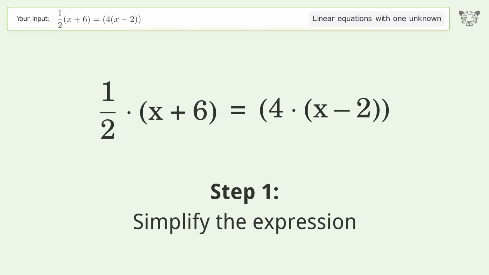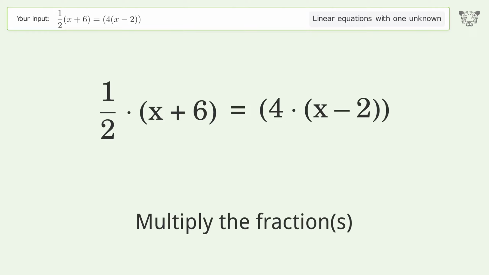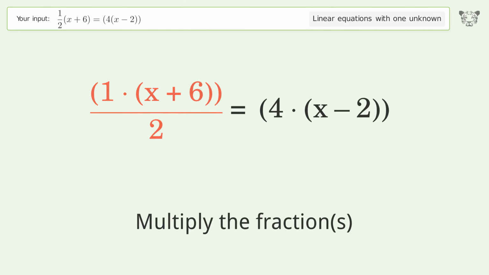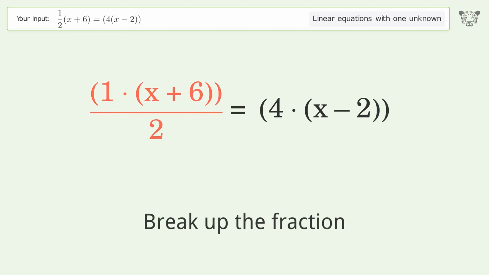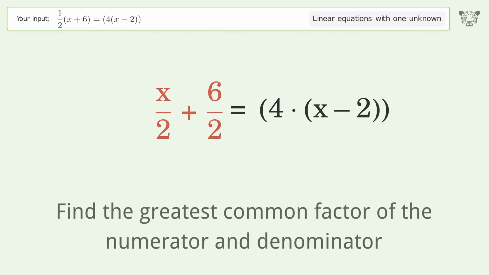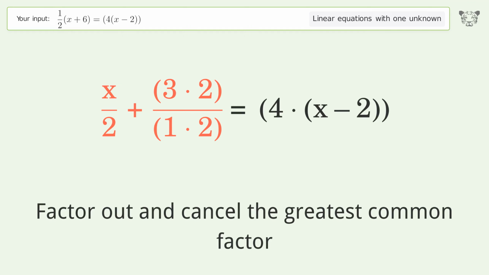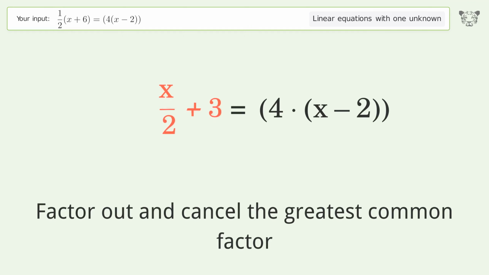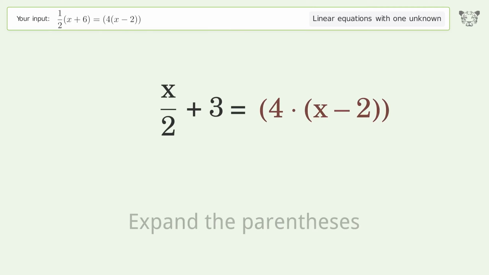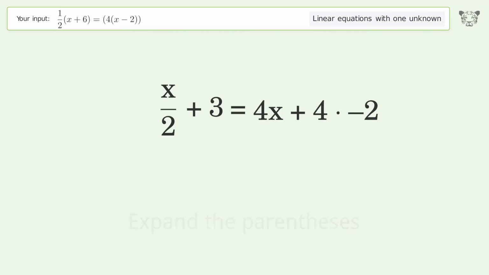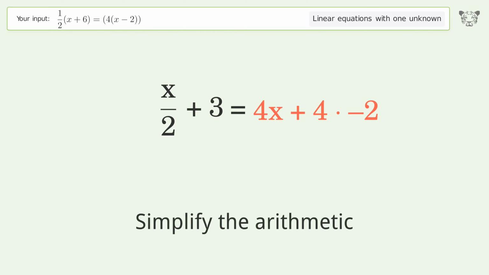Simplify the expression. Multiply the fractions. Break up the fraction. Find the greatest common factor of the numerator and denominator. Factor out and cancel the greatest common factor. Expand the parentheses. Simplify the arithmetic.